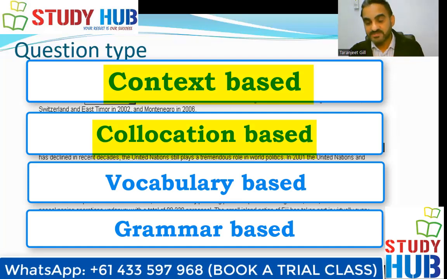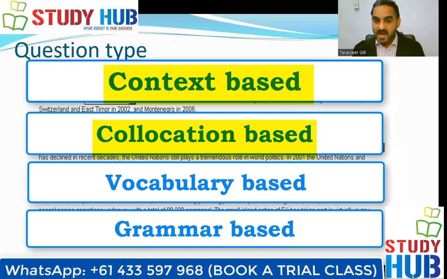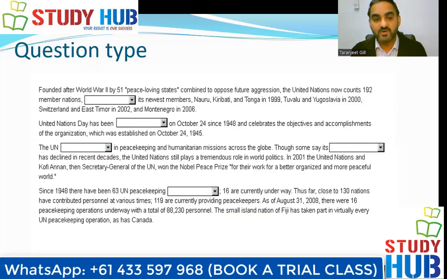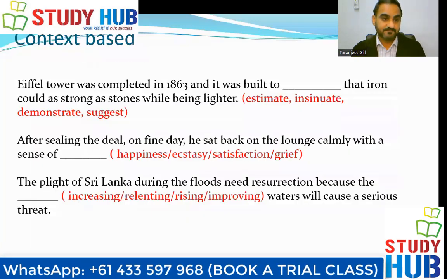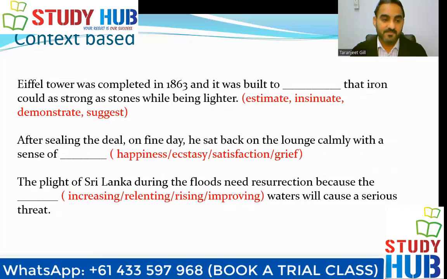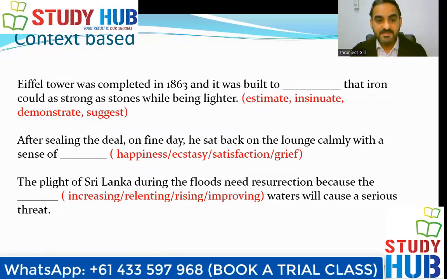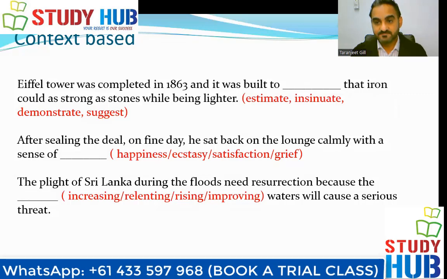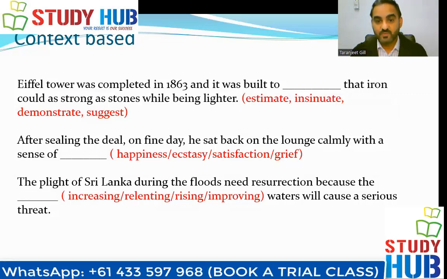Before we solve the questions, I'll quickly give you an idea of what to look for when you're looking at a context-based question. Let's look at some of these blanks. We have 4 words in there, and we need to select one of them. The Eiffel Tower was completed in 1863, and it was built to dash that iron could be as strong as stones while being lighter. So when you're solving this, what are we looking at?